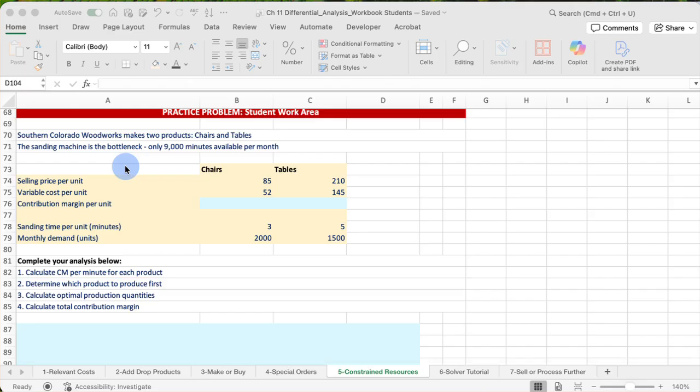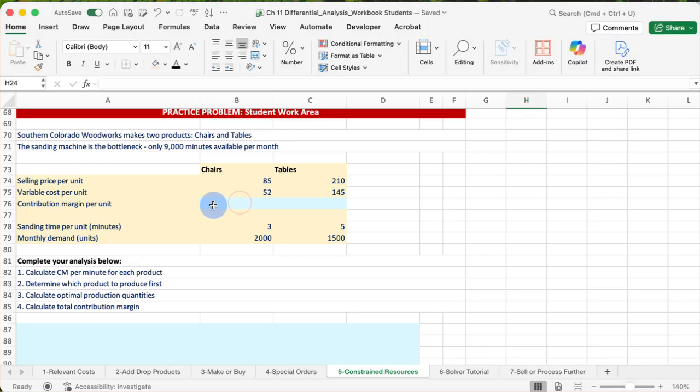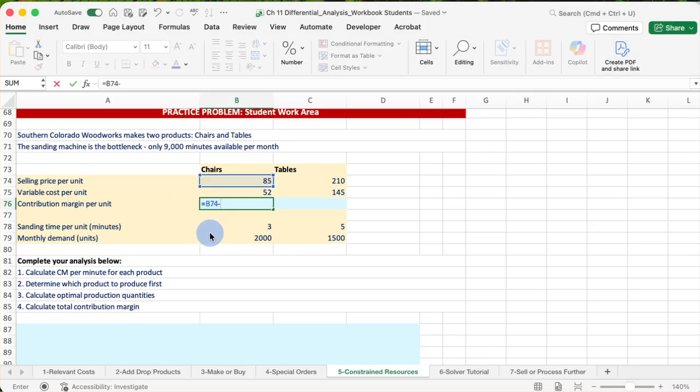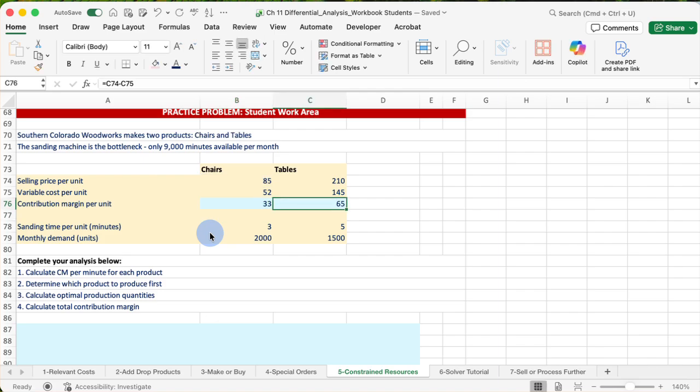Southern Colorado Woodworks makes two products, chairs and tables. The sanding machine is the bottleneck. We only have 9,000 minutes available per month to use the sanding machine. We see that we have a selling price for each product, a variable cost for each product, so we need to calculate the contribution margin, and that's going to be equals our selling price minus our variable cost, and that gives us a contribution margin for the chairs of $33 and for the tables of $65.